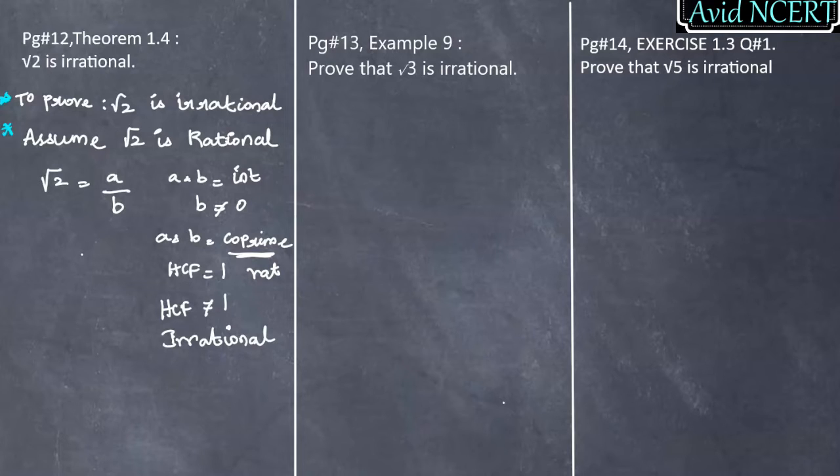Okay. Now, this is the second step. Now the third step. So root 2 is equal to a by b, which means a equals root 2 into b. Cross multiplication, this goes there. So a equals root 2 into b.